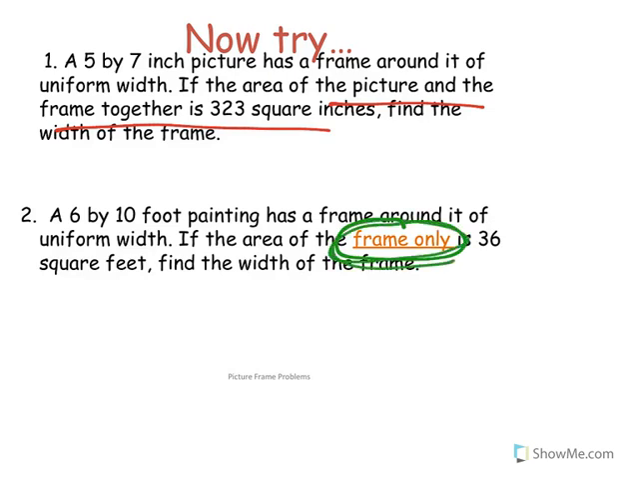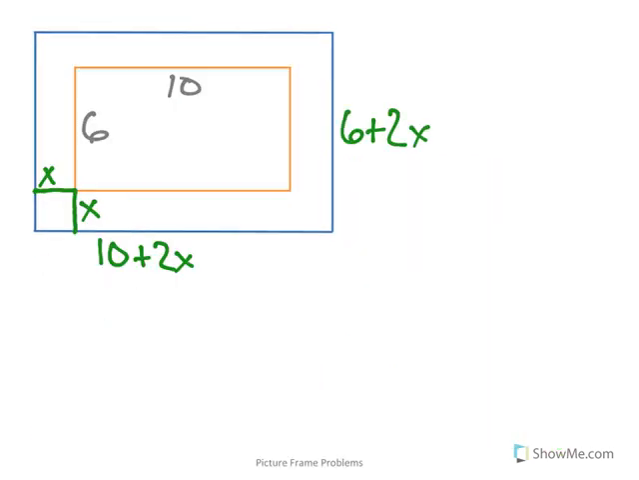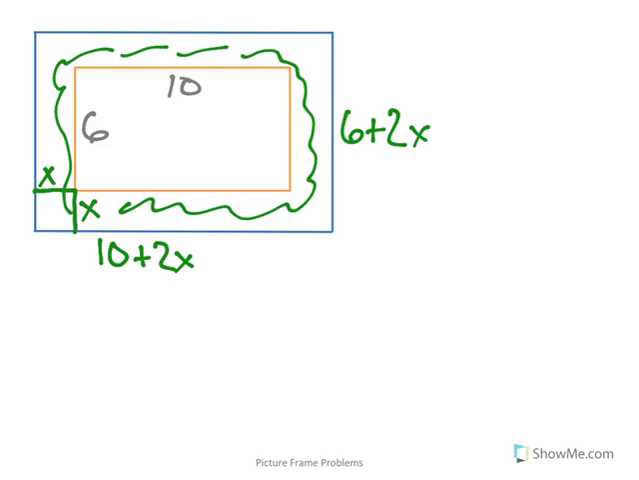Area of the frame only is 36 square feet. So I just want this area. How am I going to find that area? Well, we talked about this when we first started multiplying binomials with FOIL. Finding the area of a shaded or unshaded region is going to be the area of the outside minus the area of the inside. So if you want a verbal model, which I think would help some of us: outside minus inside equals the area of the frame. In other words, the whole thing minus the painting in the middle equals the frame. So that's kind of how we're going to set it up.